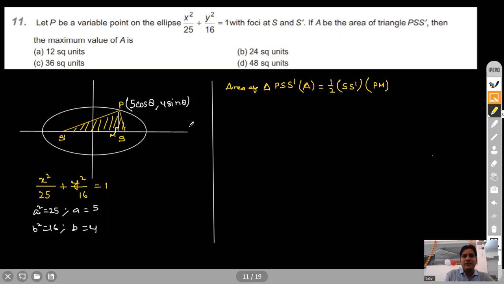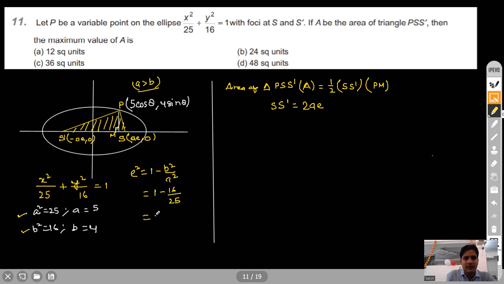What will be S S dash? It is the distance between the two focuses, which will be 2ae. Normally the coordinates of S are ae comma 0, and the coordinates of S dash are minus ae comma 0. Hope this is known to you. So S S dash is 2 times ae. Now a is 5, but what is e? We know e square is equal to 1 minus b square upon a square, since here a is greater than b. So 1 minus 16 upon 25 is 25 minus 16 over 25, that is 9 over 25. So the value of e is 3 by 5.